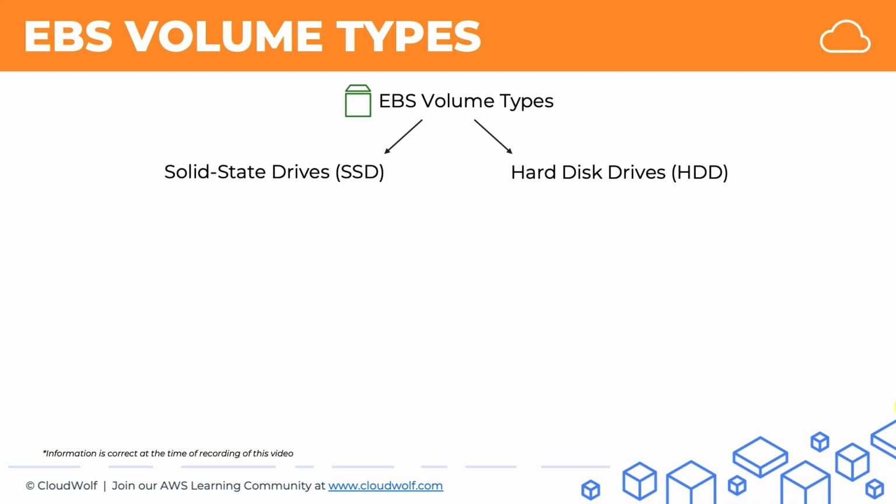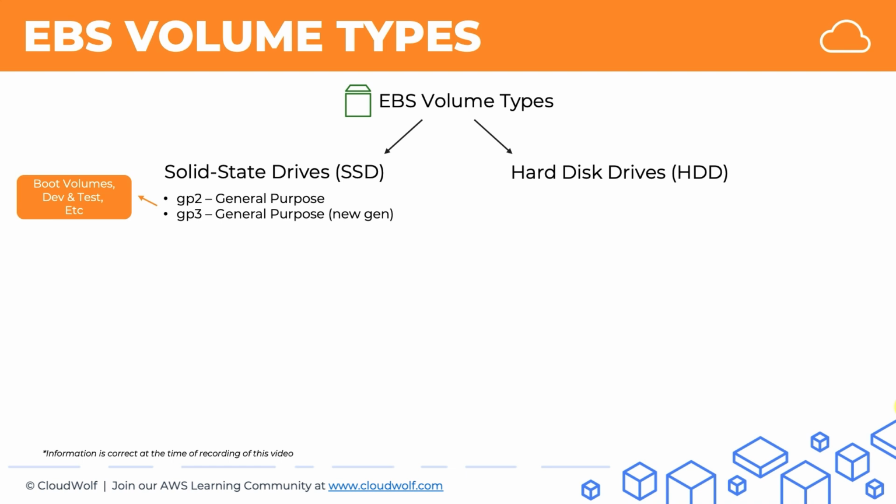At the time of recording of this video, the main types of SSD volumes are GP2 and GP3. GP2 is your general purpose, the one that we're predominantly using in this course, and GP3 is the new generation of it. These are mostly used for boot volumes, development and test environments, and other general purpose use cases.